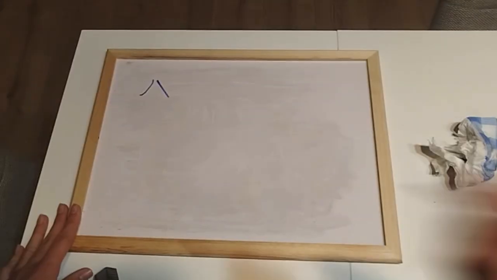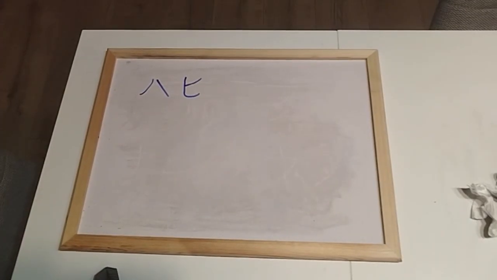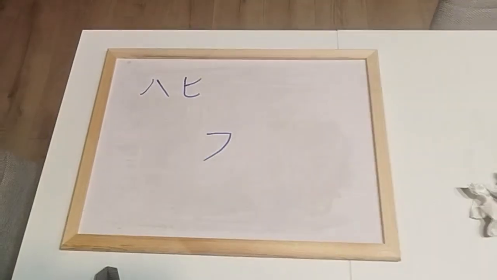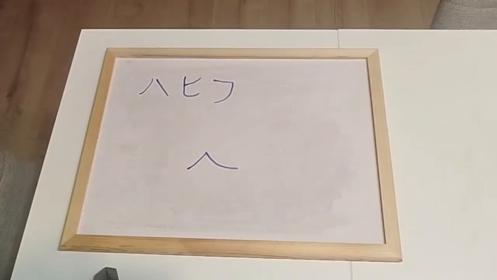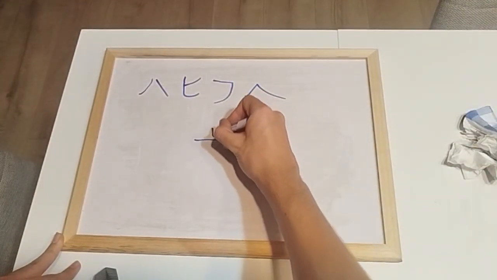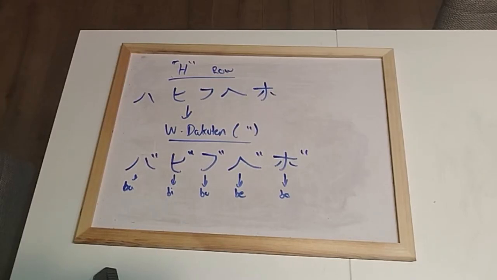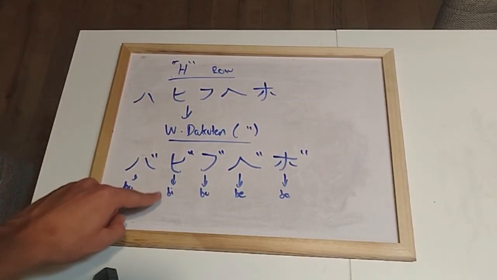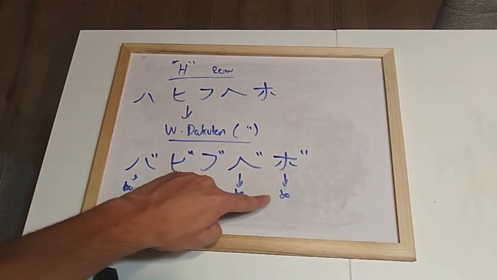Ha, hi, fu, he, ho. And with dakuten, ha becomes ba, hi becomes bi, fu becomes bu, he becomes be, and ho becomes bo.